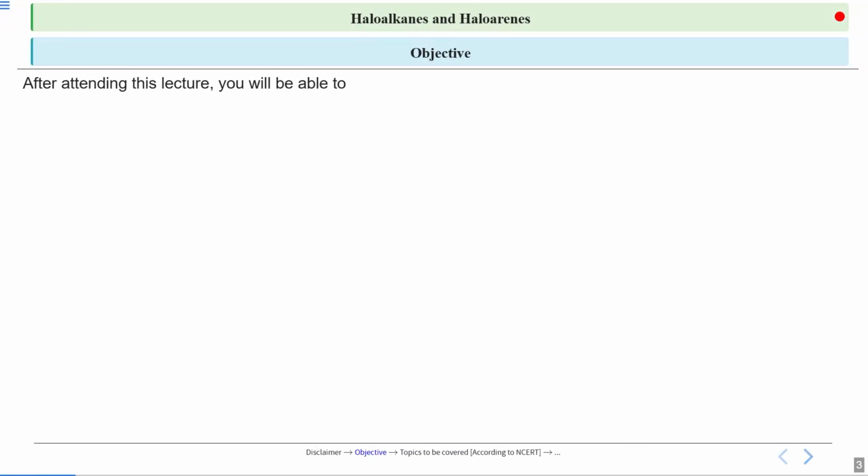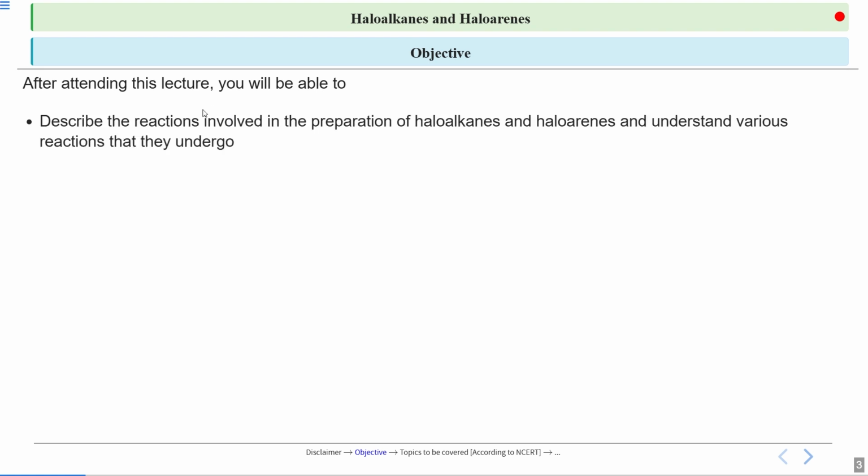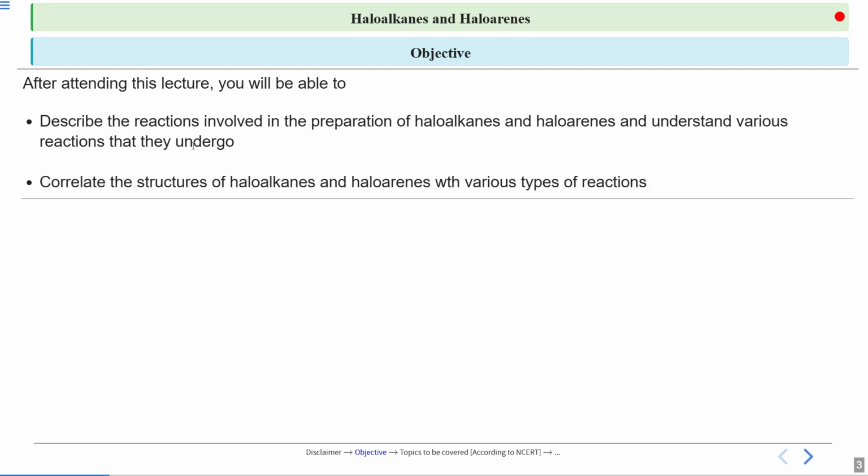Objective. So today's lecture objective: after attending this lecture, you will be able to describe the reactions involved in the preparation of haloalkanes and haloarenes, and also you will understand the various reactions that they undergo. Also, you can correlate the structures of haloalkanes and haloarenes with various types of reactions. So let's see.